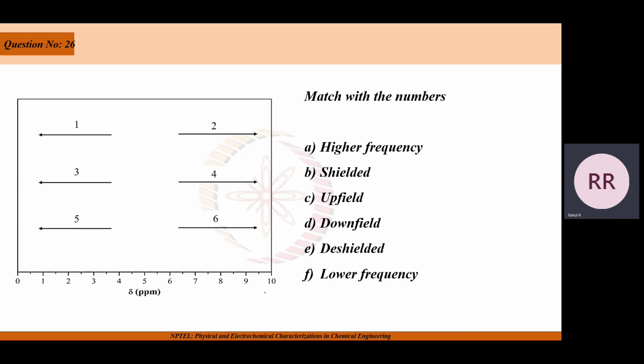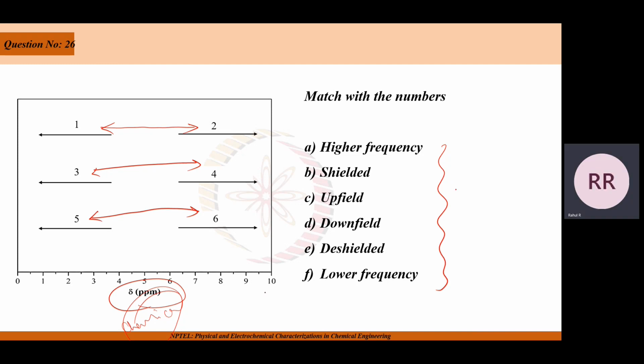Now we need to match the numbers. The order of 1, 3, and so on doesn't matter, but 1 and 2 should correspond to each other, 3 and 4 should correspond to each other, and 5 and 6 should correspond to each other. Here you have parts per million. We need to see how a higher frequency moves towards a higher parts per million, or a lower frequency moves towards a lower parts per million, or chemical shift. This is basically how these factors affect the chemical shift.